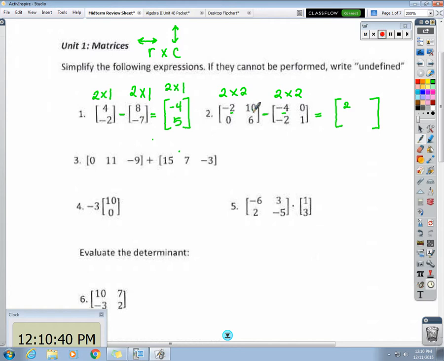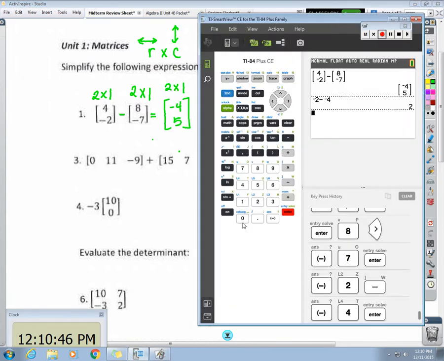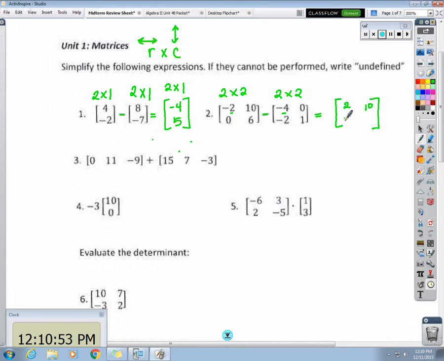Now the next one is just 10 minus 0. You won't have to use your calculator for that. The next one is 0 minus a negative 2. You might want to type it in, depending on how strong you are with adding and subtracting negatives. And then 6 minus 1, nobody should have to type that in. 5. So that's your answer. Now, if you wanted to type in the whole thing using alpha zoom, that's also fine as well.